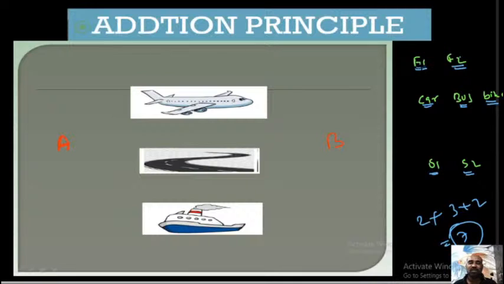What happened? He can travel through F1 or F2 or car or bus or bike or S1 or S2. You are using the word OR in between one operation and another operation.